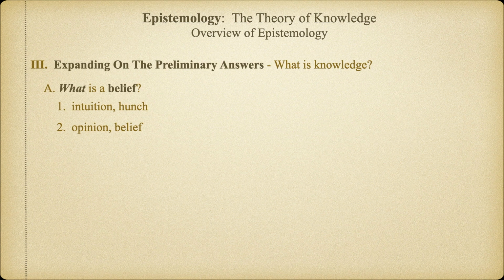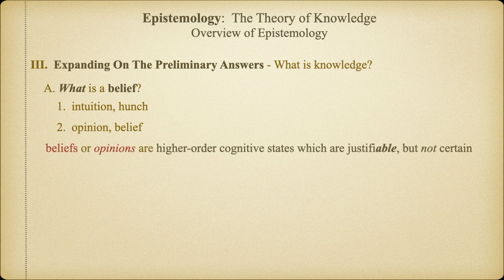Another way of putting it is, opinion is stronger than intuition. We take it more seriously, precisely because we can offer at least some evidence for holding the belief. So, from an epistemological point of view, we can define belief or opinion as a higher order cognition that is justifiable, but not yet certain. What all this reveals is that opining or believing isn't binary. It's not that we believe or don't believe, even though we often talk that way. It's actually a matter of degree.